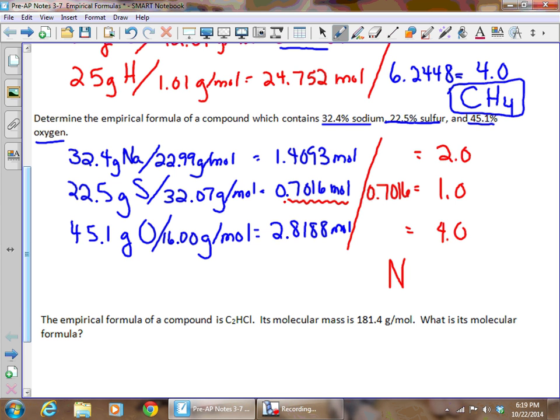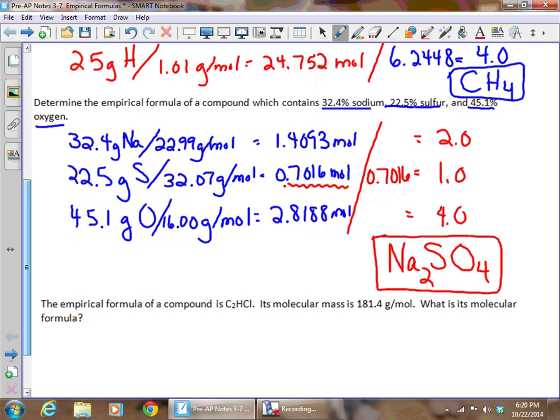Well, hopefully you wrote it in the order it was given to you in the problem: sodium, sulfur, and oxygen. So there were 2 sodiums, 1 sulfur. Remember, do not put the 1 in for sulfur. It's an understood 1. And 4 oxygens. So that is the empirical formula for this compound.